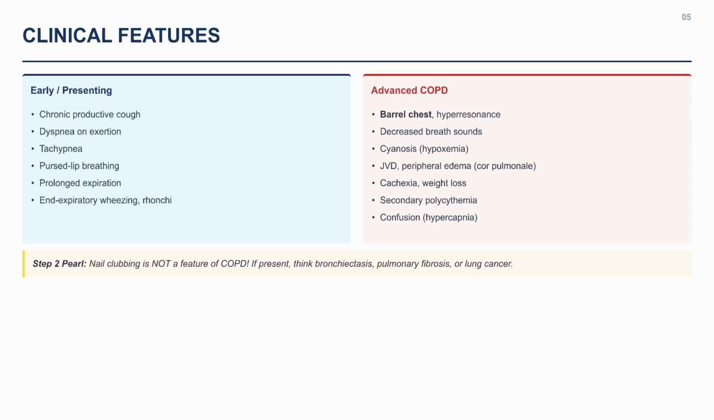Early COPD presents with a chronic productive cough, dyspnea on exertion, tachypnea, pursed lip breathing, and a prolonged expiratory phase with wheezing or rhonchi. As the disease progresses, you see barrel chest, hyperresonance on percussion, decreased breath sounds, cyanosis, and signs of cor pulmonale, JVD, and peripheral edema. Advanced patients are often cachectic with secondary polycythemia and may develop confusion from hypercapnia. One important Step 2 distinction: nail clubbing is not a feature of COPD. If you see clubbing, think of other conditions like bronchiectasis, pulmonary fibrosis, or lung cancer.